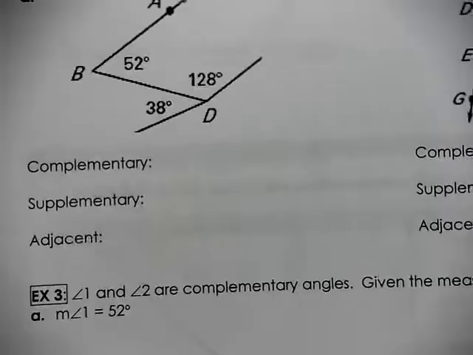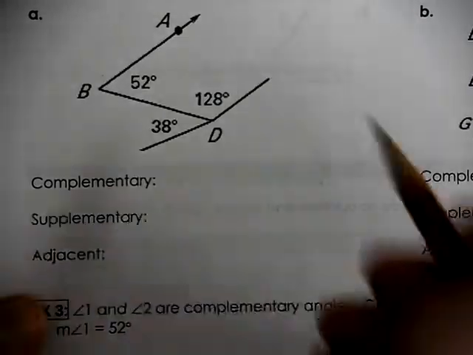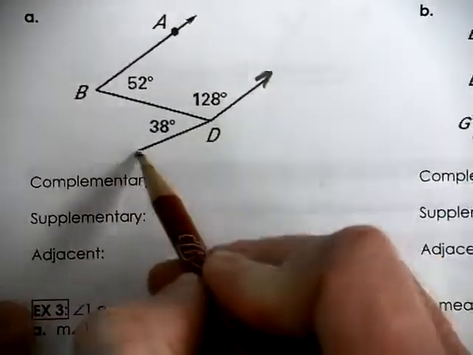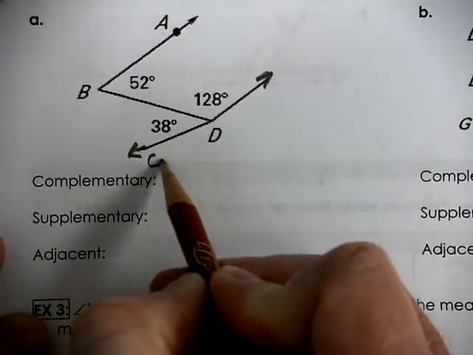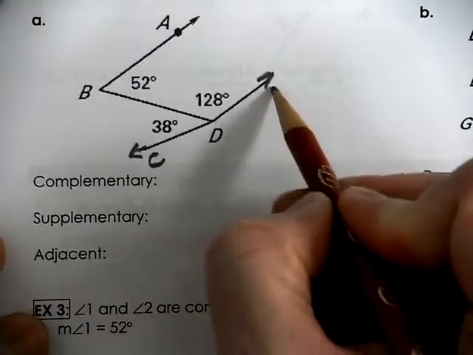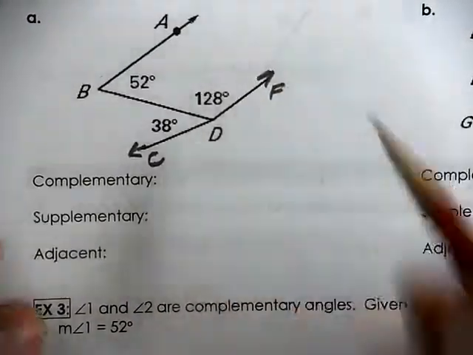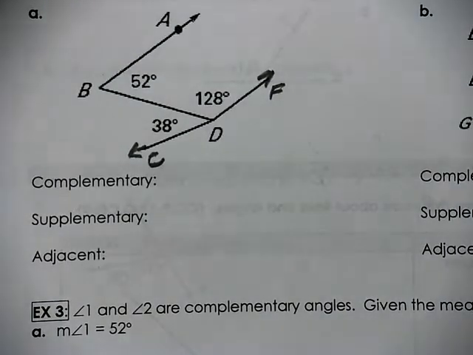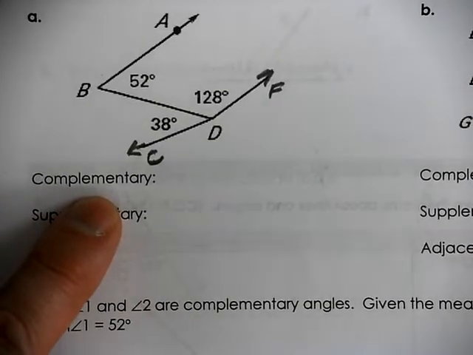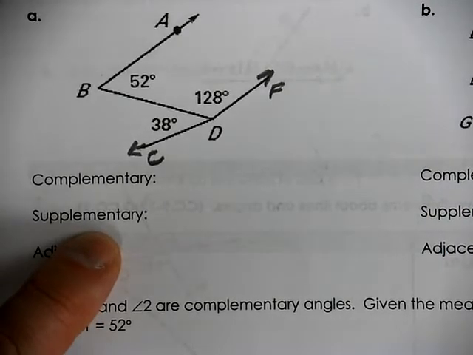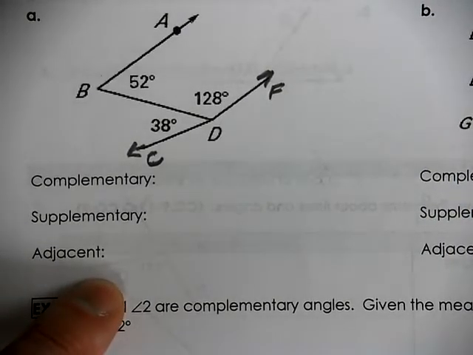We flip to the other side. We have some adjustments we need to make to this picture. We need to put an arrow on the end. We're going to call this C and F. C is down below, and point F is up above. So we want to come up with our angles that are complementary, our angles that are supplementary, and then if we have any adjacent angles.